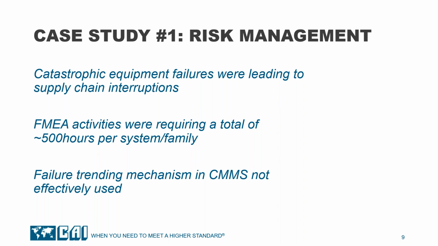Another piece that they brought up was that the failure trending mechanism in their CMMS was not really being used effectively, and so it's worth a quick discussion. In most, if not all, computerized maintenance management systems, or CMMSs, there is the capability to include work order close codes. At the end of the work order, a technician is given a series of codes to choose from around what failed, what caused the failure, and what action was taken.